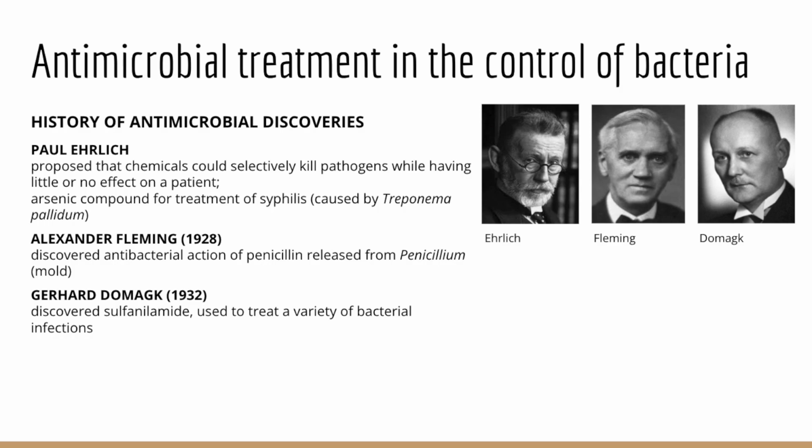It was at this time that Paul Ehrlich, a German scientist, proposed chemotherapy to describe the use of chemicals that could selectively kill pathogens while having very little or no effect on a patient. His search for antimicrobial agents resulted in the discovery of an arsenic compound that worked against the bacterial agent that caused syphilis. In 1908, he was awarded the Nobel Prize for Physiology and Medicine for his discovery.